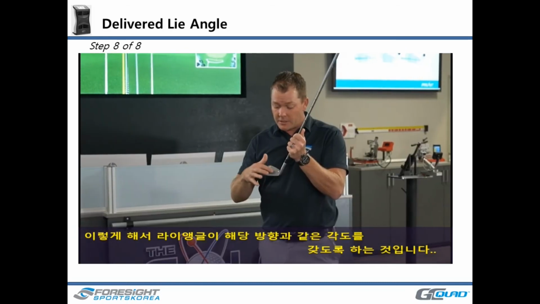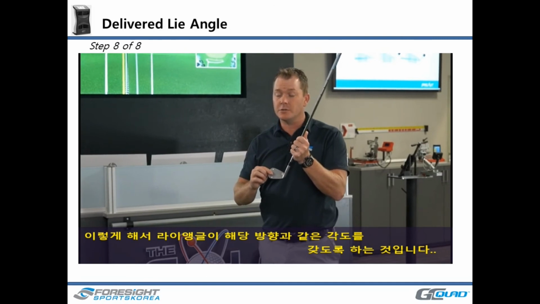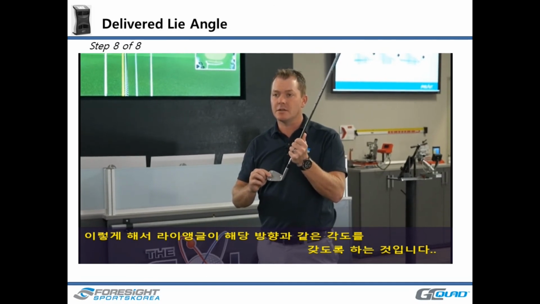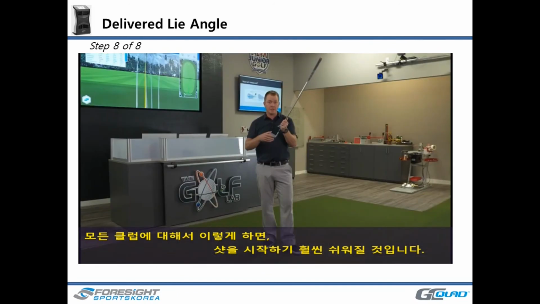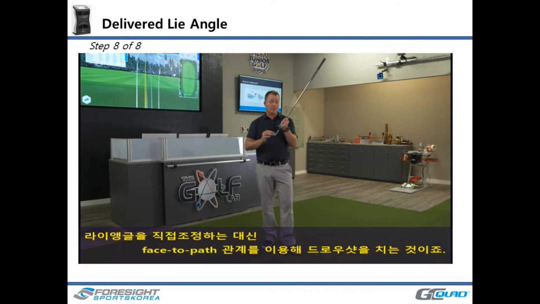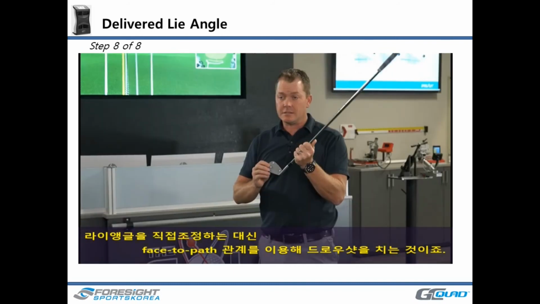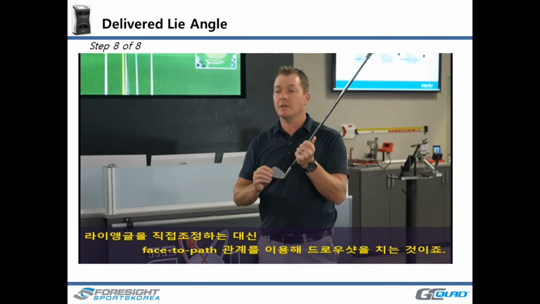Then I want to make sure that I get that delivered lie angle to neutral in relation to the intended start direction. If I do that for every club in the bag, it's going to make it much easier for them to start the ball, and they're going to be hitting draws from the face to path relationship as opposed to manipulating it with lie angle.